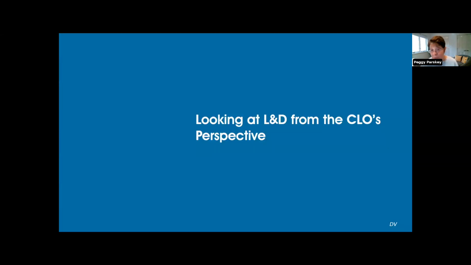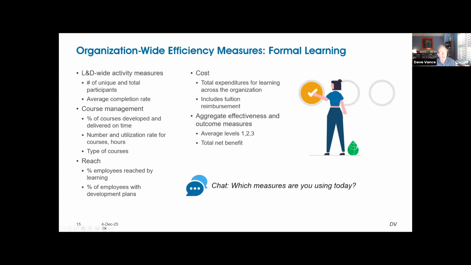So we're going to pivot over. I'm going to turn this back over to Dave, and we're going to talk about it. What does this look like from the CLO's perspective? So let's give you some examples of measures that go beyond and go deeper than the simple program measures. And I know these were all of interest to me as CLO at Caterpillar, and we hope they'll be of interest to you as well.